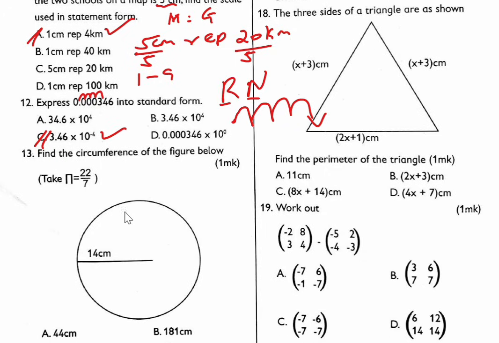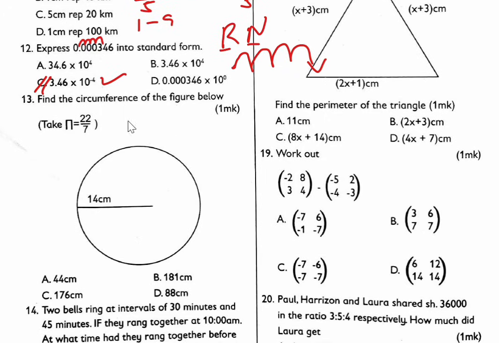We continue to question number 13. Find the circumference of the figure below. Take pi 22 all over 7. So here we have a circle. So you know that circumference, this is another simple question. Circumference is given by pi d, where d is the diameter of our circle.